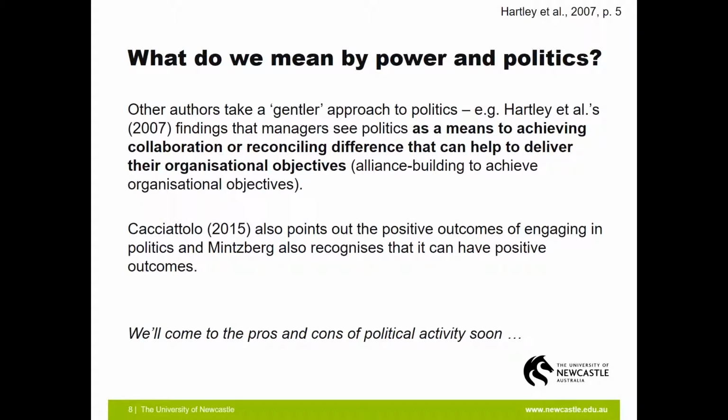So again, continuing with what we mean by power and politics, I said I was going to come to a gentler definition or approach to this term, again identifying the duality of it. And here it is. Hartley et al.'s paper takes that gentler approach. They identify politics as a means to achieving collaboration or reconciling difference that can help to deliver organisational objectives. As I mentioned earlier, they talk about what managers identify as coalition building or alliance building, getting individuals' or groups' interests, which might be quite different, diverse, potentially conflicting, out on the table. The political activity for them is understanding how we reach some sort of reconciliation so that we can collaborate and move forward, reaching a position that people are generally comfortable with. So that's what I would call a gentler approach to, or definition of, politics.